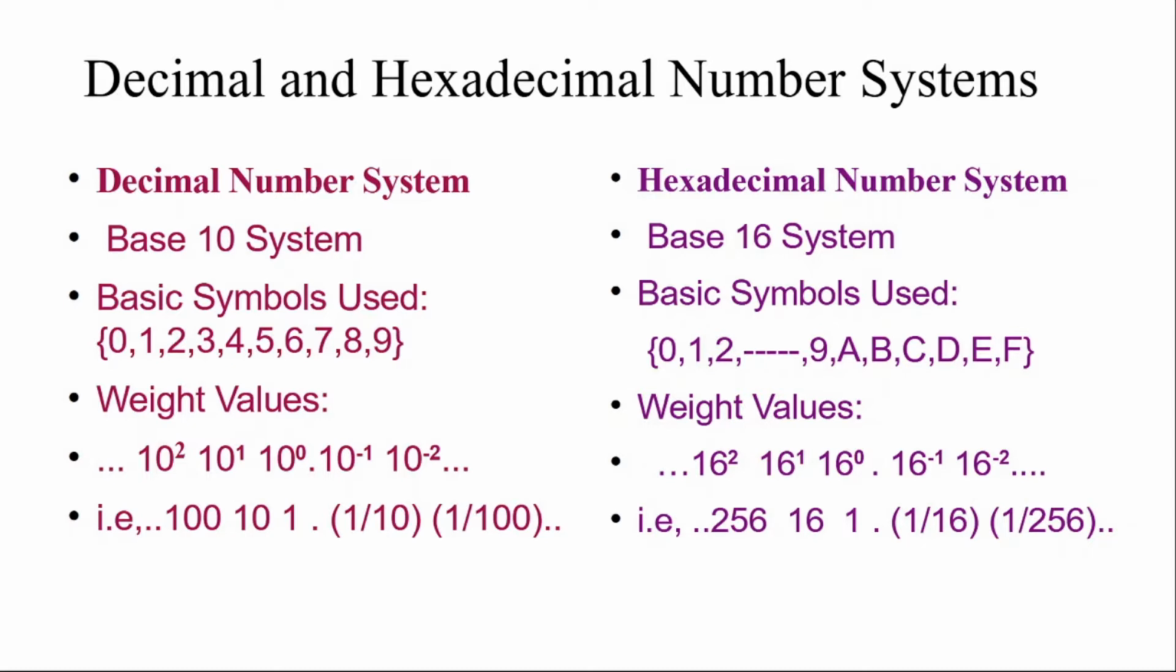With reference to the decimal or hexadecimal point, the power of base starts from 0 towards left and -1 towards right. Hence, in both the systems, the weight values increases as we move towards left and decreases as we move towards right.